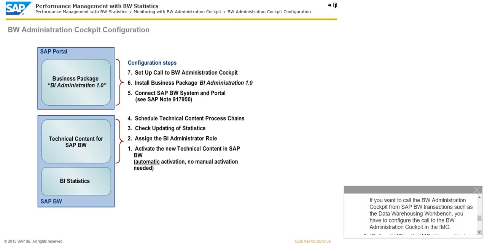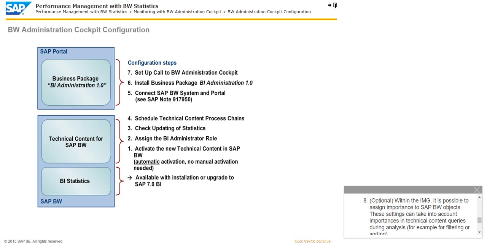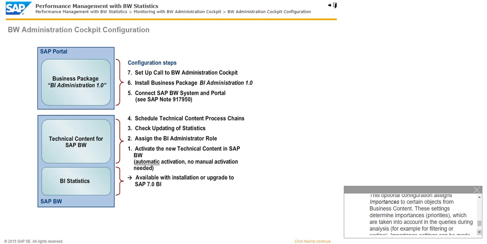If you want to call the BW Administration Cockpit from SAP BW transactions, such as the Data Warehousing Workbench, you have to configure the call to the BW Administration Cockpit in the IMG. Optional, within the IMG, it is possible to assign importance to SAP BW objects. These settings can take into account importances in technical content queries during analysis, for example, for filtering or sorting.